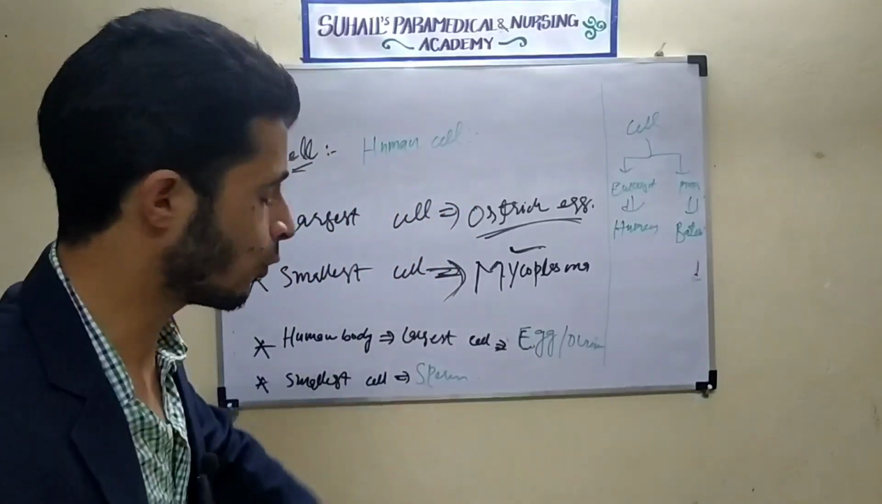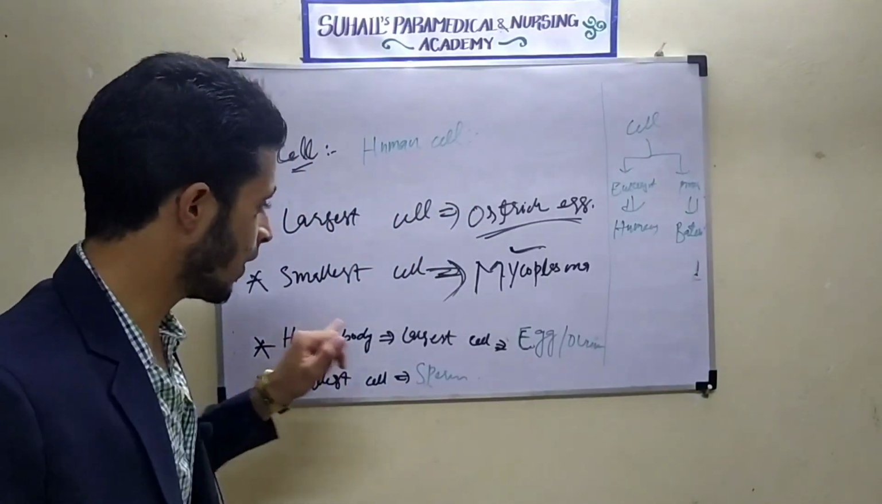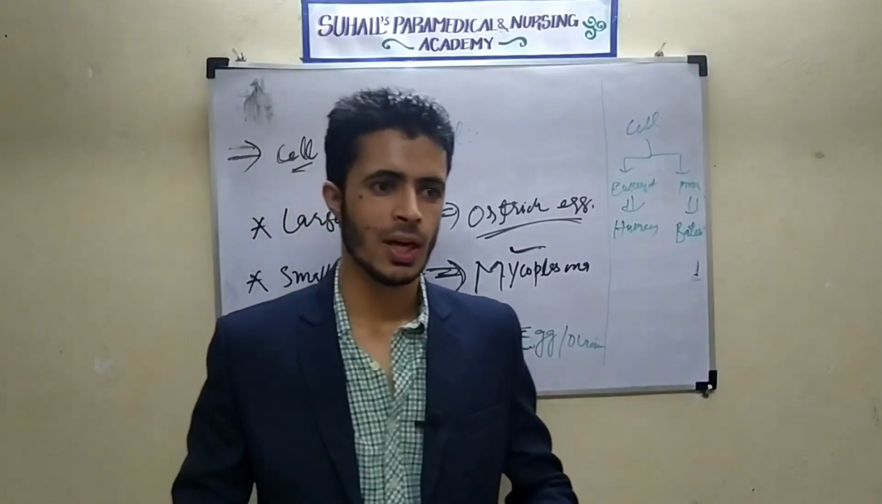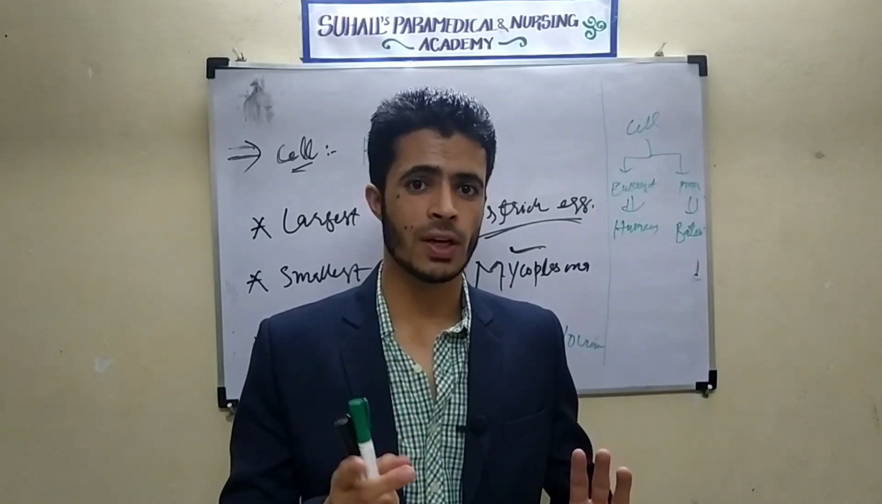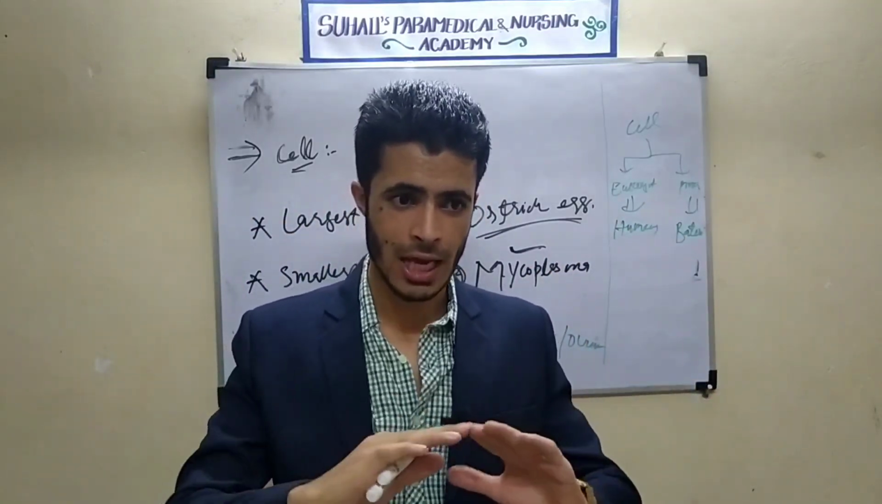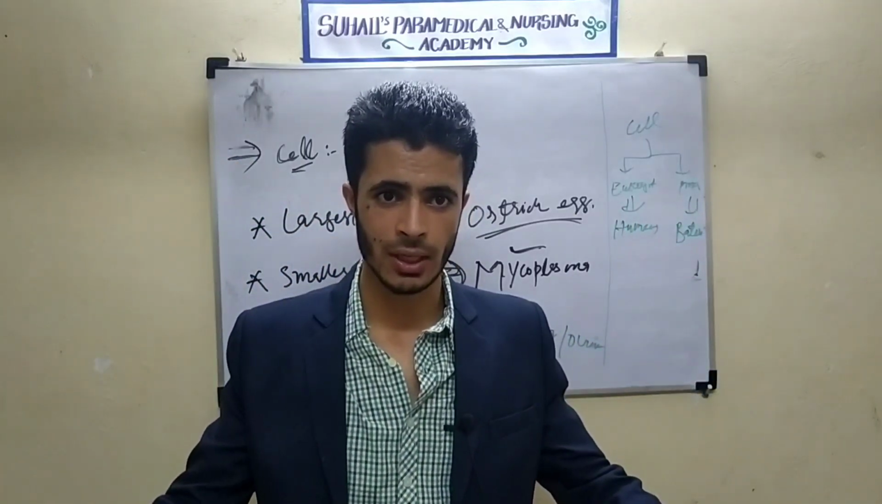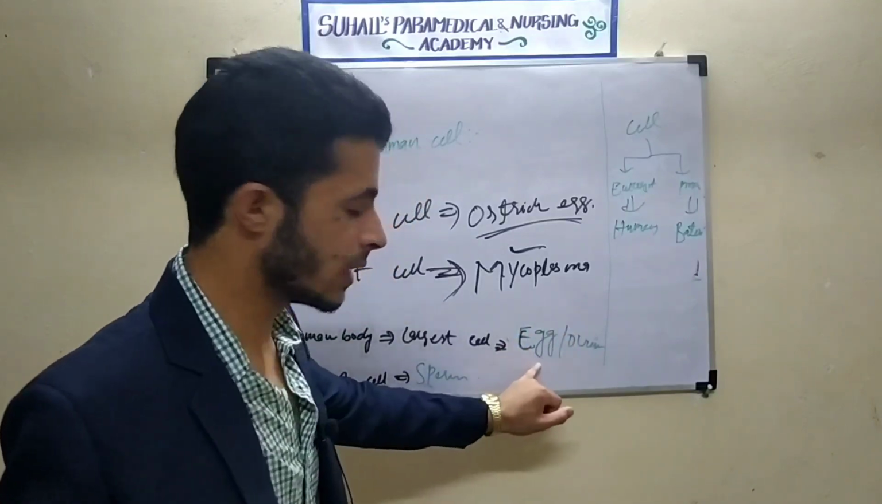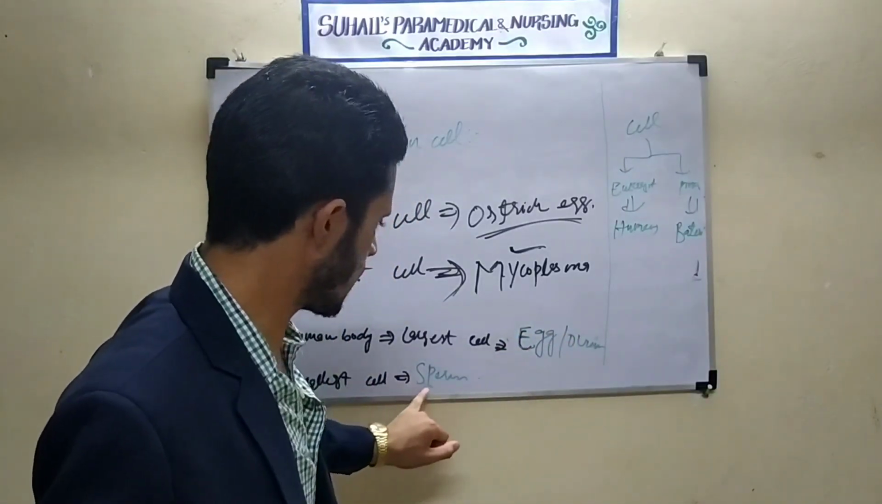Now, if the question is asked what is the longest cell. See, mostly students, if it is written largest, they don't know the difference. One is largest, another is longest. As per length, that is longest. As per whole three-dimensional structure, that is called largest. If it is largest, that is egg or womb. If it is smallest, it is sperm.